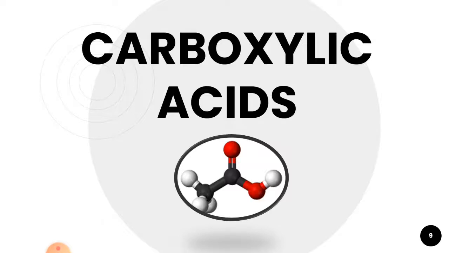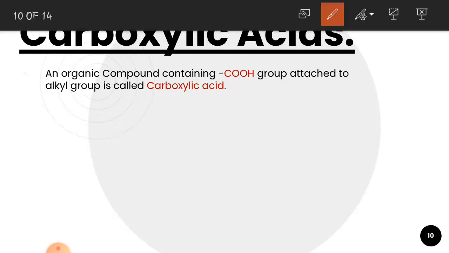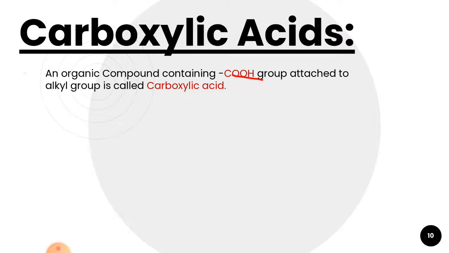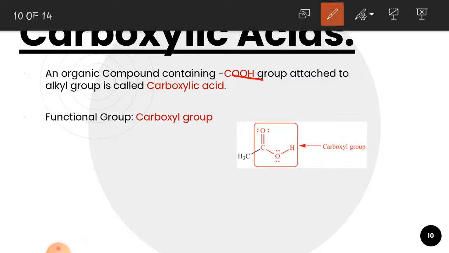Now, what are the carboxylic acids? The carboxylic acid is an organic compound which contains a COOH group, and this group is attached to an alkyl group. The functional group of carboxylic acids is called the carboxyl group. Here you may see the structure of a carboxylic acid.